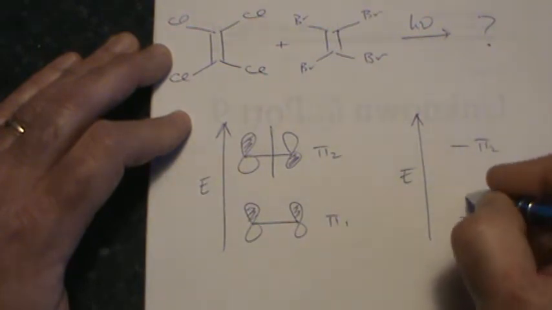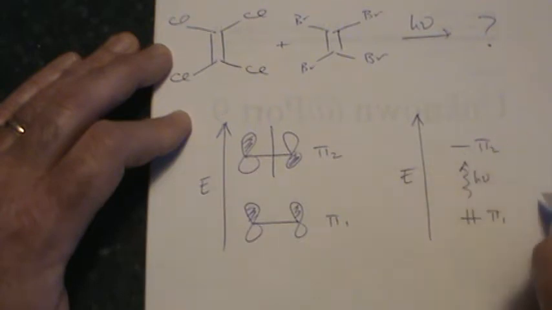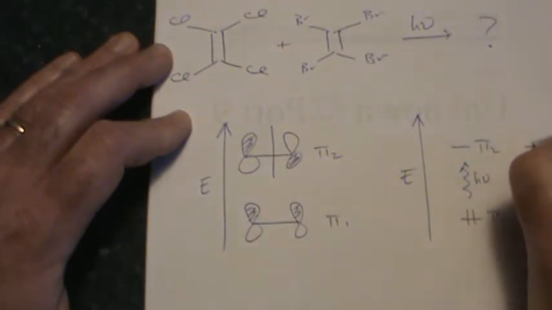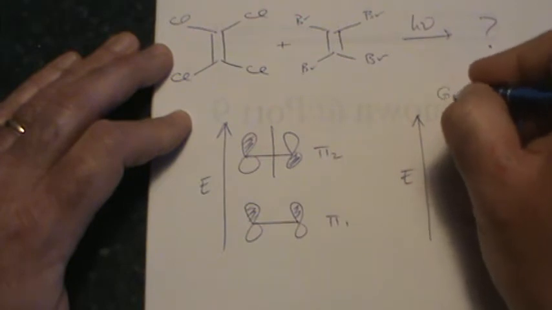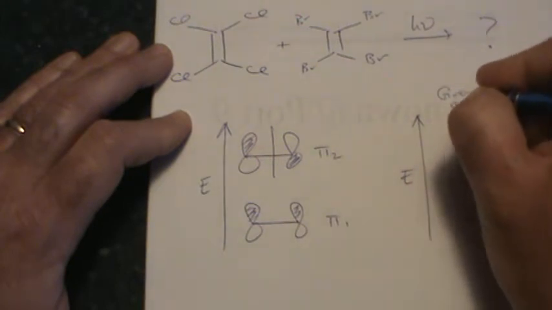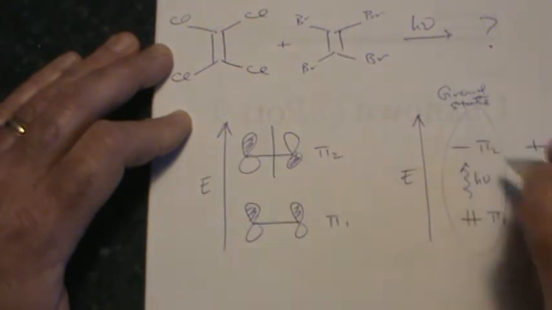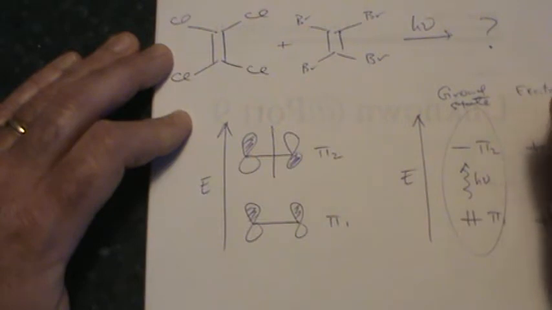And when you shine light, what you do is you promote an electron up to pi 2. So instead of having 2 electrons in pi 1, now I have 1 in pi 1 and 1 in pi 2. This initial electronic configuration would be known as the ground state, and after I shine light and promote an electron from pi 1 to pi 2, I have the excited state.